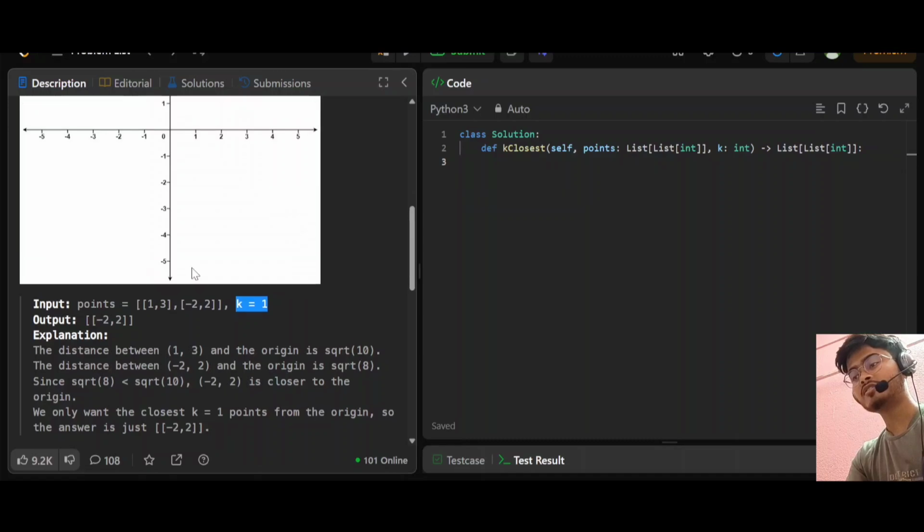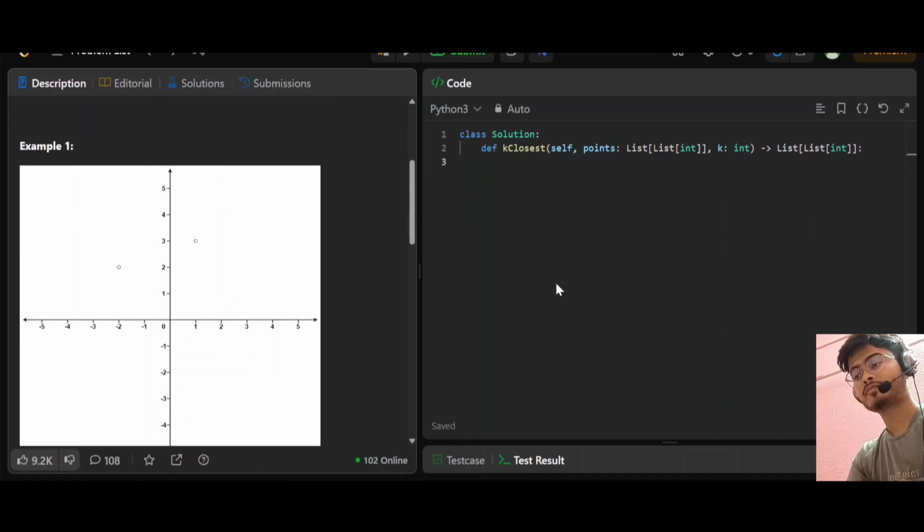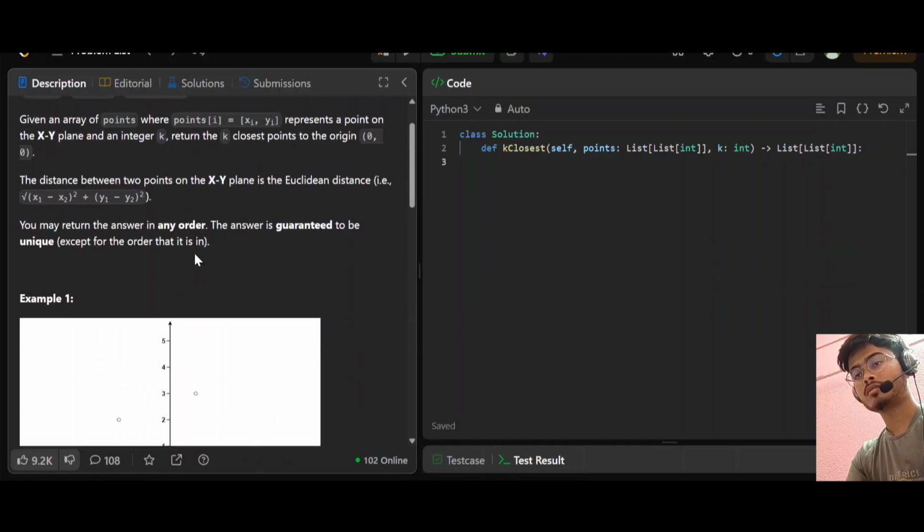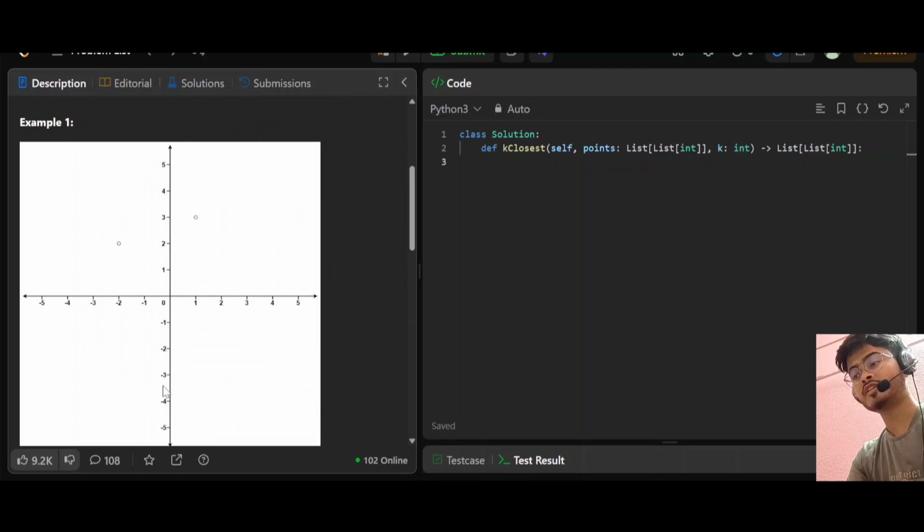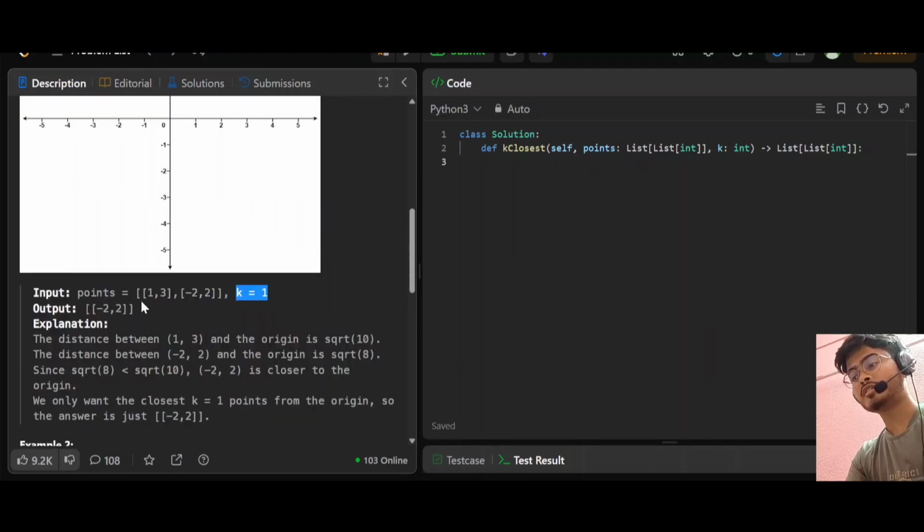Let's understand this using the first example. Example number 1, this is the figure and these are the points 1, 3 and minus 2, 2. And here k is equal to 1. We need to find the point that is closest to the origin.